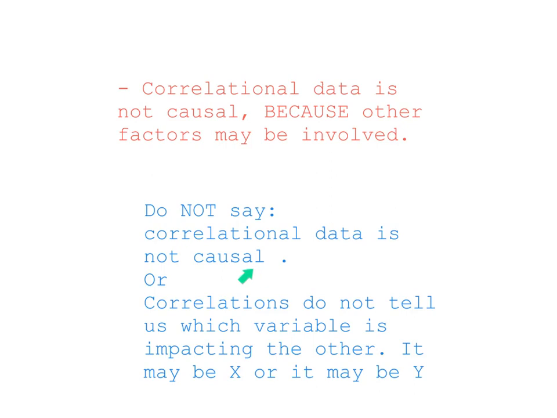correlational data is not causal, or correlations do not tell us which variable is impacting the other. It may be X or it may be Y. I've seen this so many times. This at least may get you 1 mark. This will get you 0. I don't know where students get this from. I mean, it's just not making any sense. It may be X or it may be Y. So what? That's not the point.